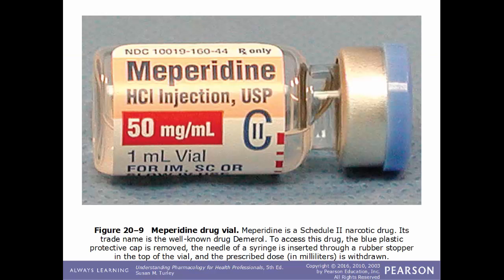In this image we have an example of meperidine, more commonly known by the name Demerol. You can tell by the label here, the capital letter C and the Roman numeral 2. This is a Schedule 2 drug, a very high potential for addiction with it being a Schedule 2.